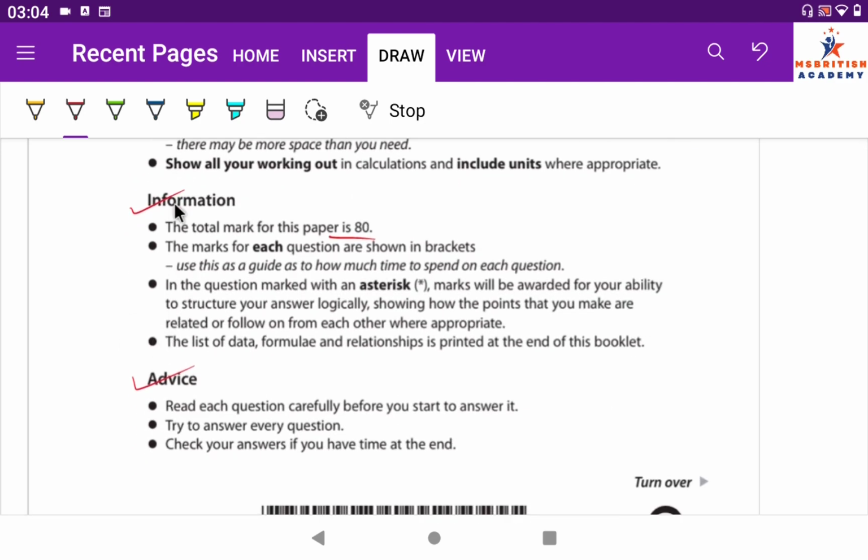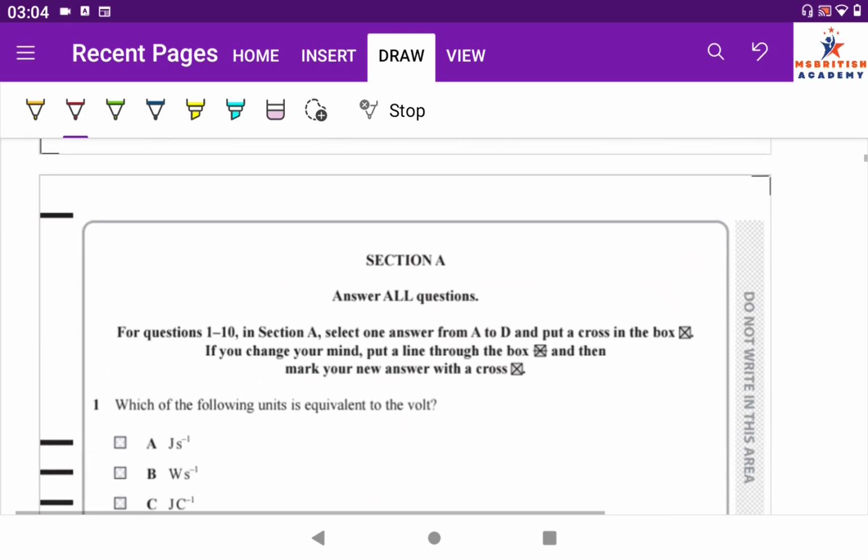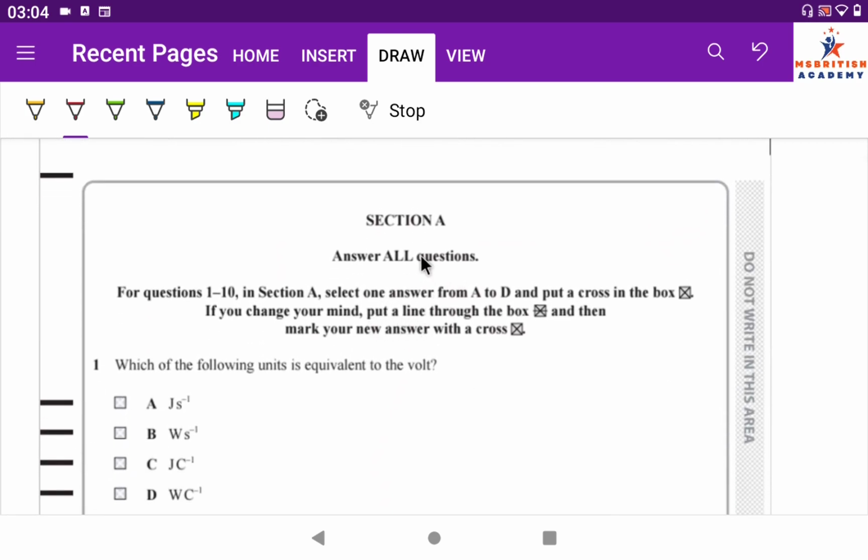You can read this advice also. Now see, section A, answer all questions. For questions 1 to 10 in section A, select one answer from A to D and put a cross in the box. If you change your mind, put a line through the box like this and then mark your new answer with a cross like this.